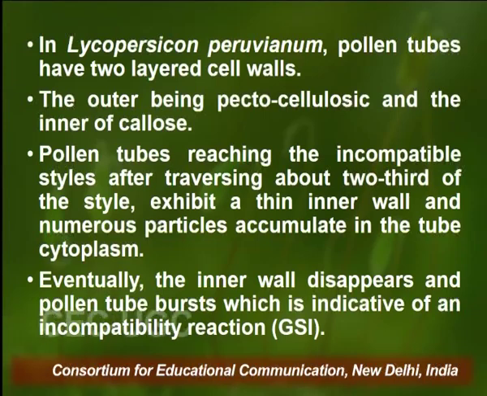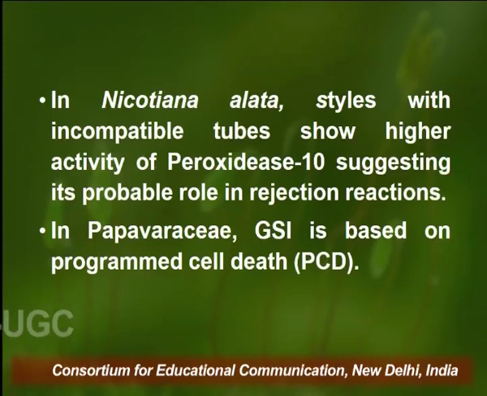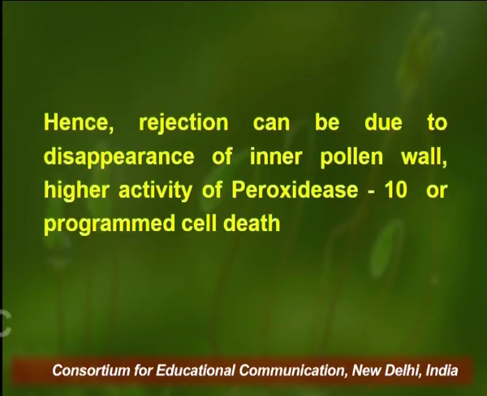This bursting of the pollen tube is an indication of an incompatibility reaction. So, in Nicotiana, styles with incompatible tubes show higher activity of peroxidase 10, suggesting a probable role in rejection. In Papaveraceae, GSI is based on programmed cell death. So, whatever be the case, rejection can be due to disappearance of the inner pollen wall. It can be because of higher activity of the peroxidase 10 enzyme, or it could even be because of programmed cell death.